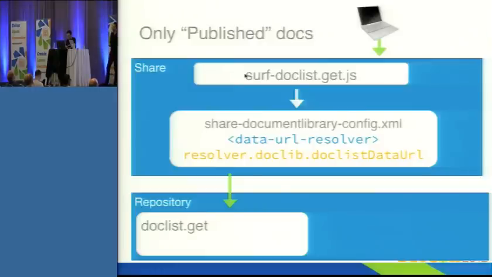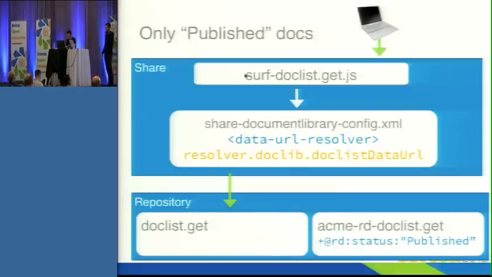And when it calls the repository web script to get the documents inside a folder, it's actually not doing that by looking at a hard-coded value. Instead, it's consulting a Spring Bean that is defined inside the data URL resolver element. So it's using that Spring Bean to get the URL that it will use to contact the repository. So what we're going to do is create our custom web script inside the repository that will return all the documents. We will implement that by importing more or less all the files from the usual doclist web script, but we'll override a function that will make sure that we only are returning documents that have the status set to published.